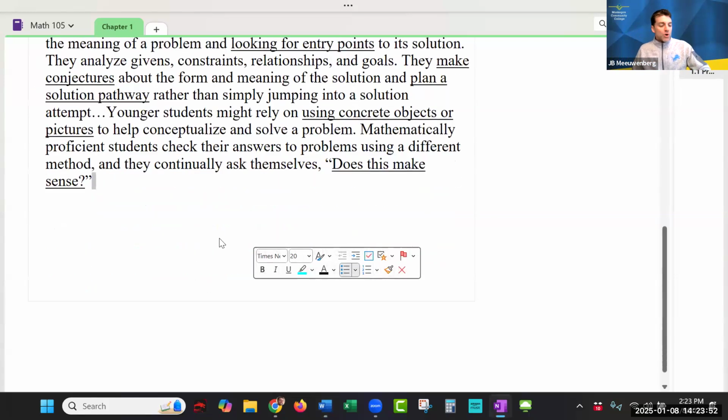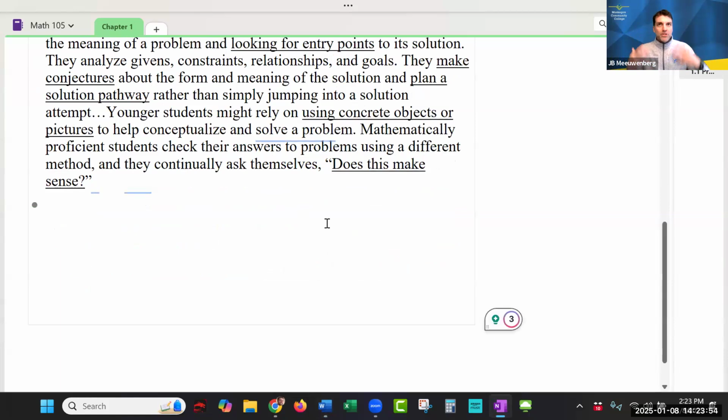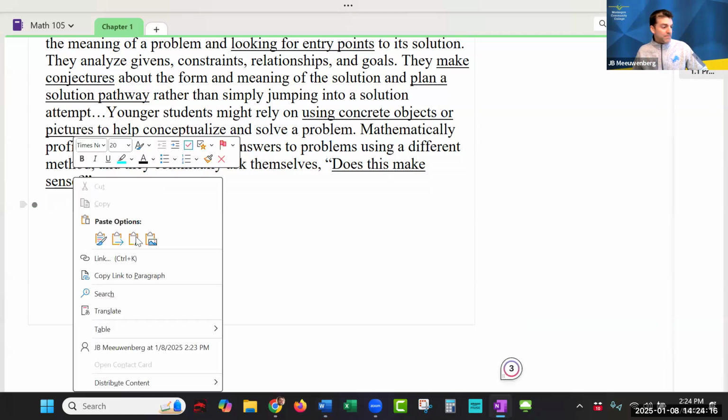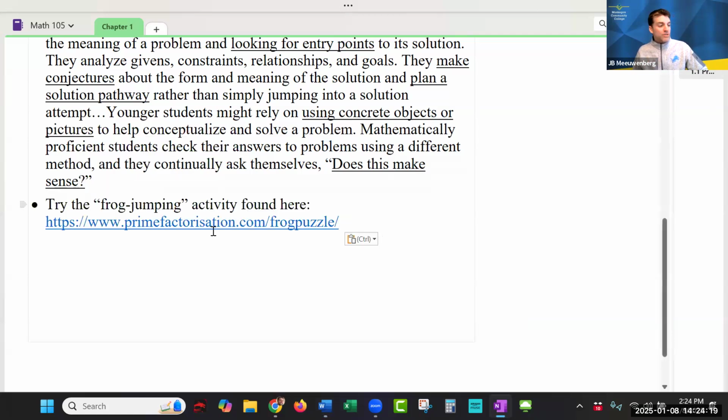So to help illustrate this, and to put a little bit of an end on this very first video, I've got an activity that I want you to do. Now you can do this in two ways. It's called the frog jumping activity. And I'm going to have a link in Blackboard to this that you can go right to. You can go to that website that you see there to pull up this activity.